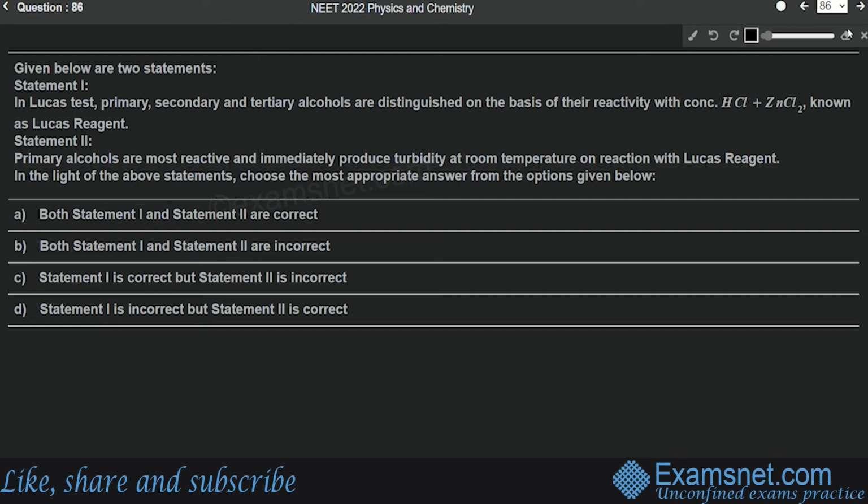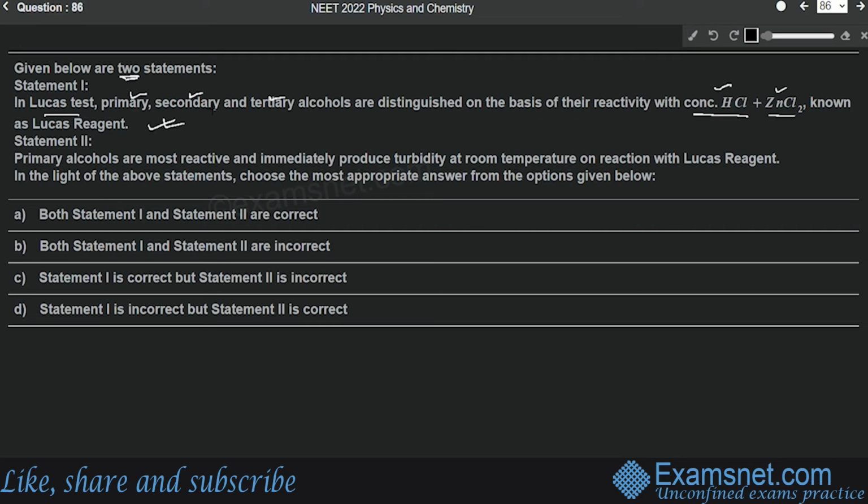Question number 86 is from the chapter Alcohols, Phenols and Ethers. Here we are given two statements. The first statement says, in Lucas test, primary, secondary and tertiary alcohols are distinguished on the basis of their reactivity with concentrated HCl and zinc chloride known as Lucas reagent. Okay, so this is a correct statement because this combination, concentrated HCl plus zinc chloride, is known as Lucas reagent and it is used to distinguish between primary, secondary and tertiary alcohols.